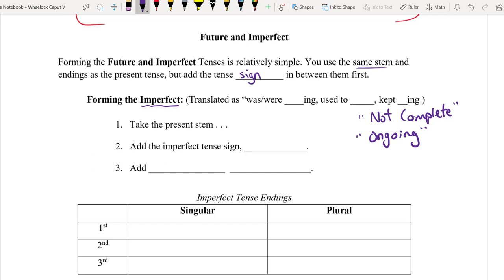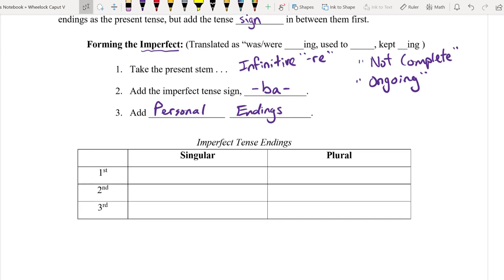Okay? To form it, you take the present stem, still, that infinitive minus the RE. And then you add the imperfect tense sign, which is BA. Okay? And then you add your personal endings to those. So here we'd have BA for all of these, for all of our endings, okay? And then you're just adding your personal endings.